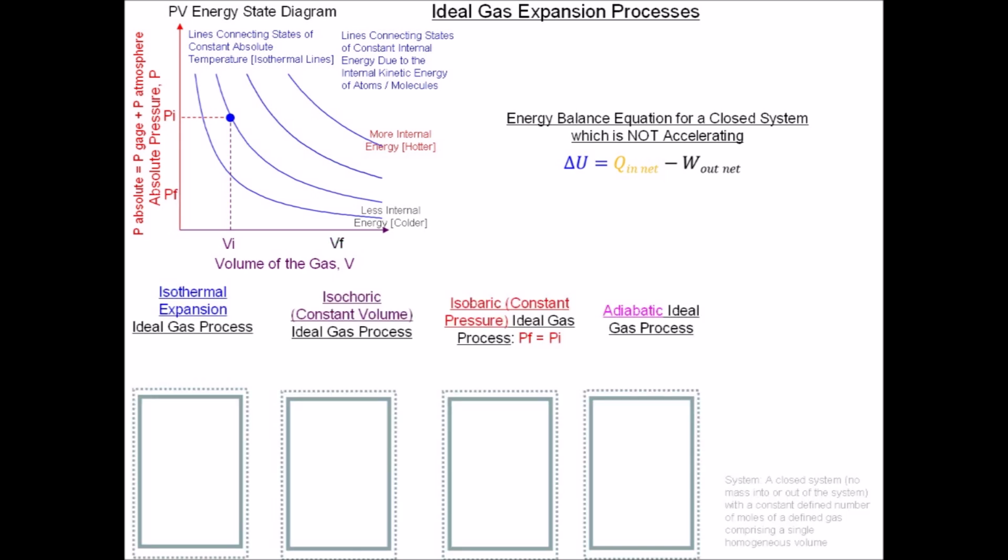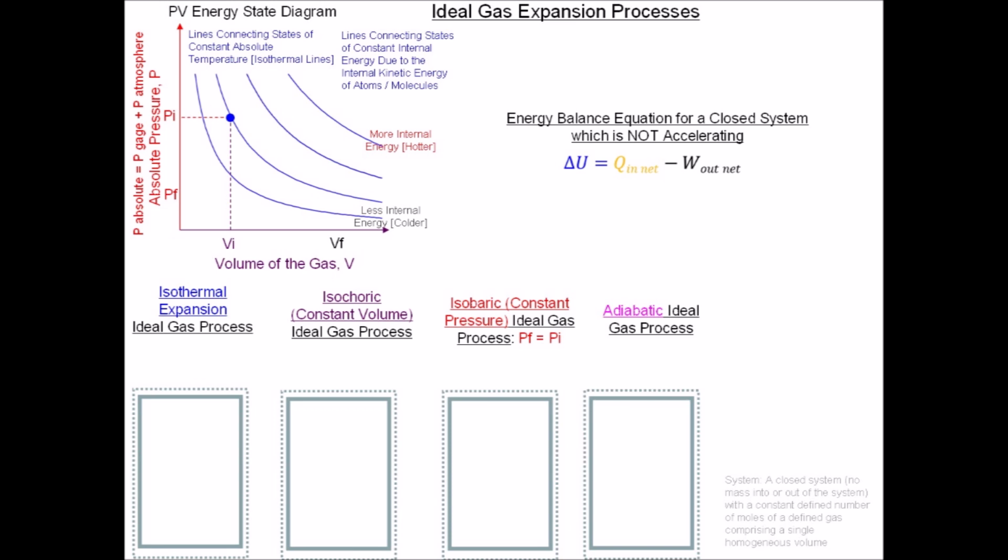Since the systems are closed, they contain a constant number of defined moles of the defined gas within a homogeneous volume. There are four processes we talked about in previous videos: isothermal, isochoric, isobaric, and adiabatic. I've shown four energy system diagrams below each of these types of processes, with the solid gray line showing the system and the volume of gases contained with the system, and the dashed gray line is the boundary interface between the system and the surroundings.